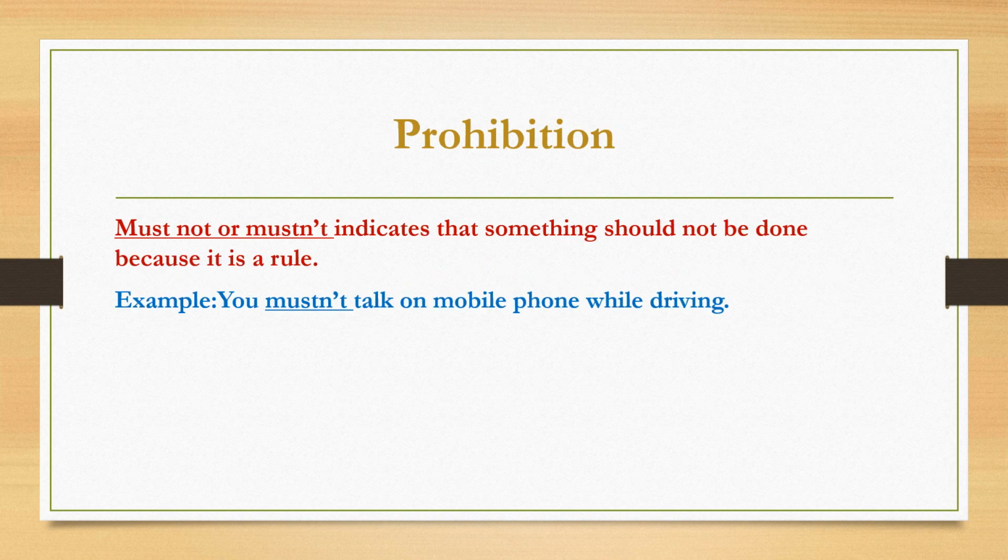Prohibition, must not or mustn't, indicates that something should not be done because it is a rule. Example, you mustn't talk on mobile phone while driving. So it is a rule. We cannot go against rules and laws. So we prohibit someone from doing something that is incorrect.